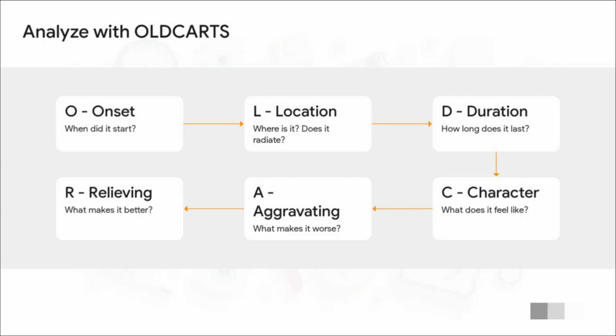Okay, so before we even get to the hands-on part of the exam, we need to understand the patient's story. And the OLD CARTS mnemonic is an incredibly powerful tool for this. It gives you this perfect, structured way to investigate any symptom, from onset and location all the way to aggravating factors and severity. It really ensures you don't miss a single critical detail.